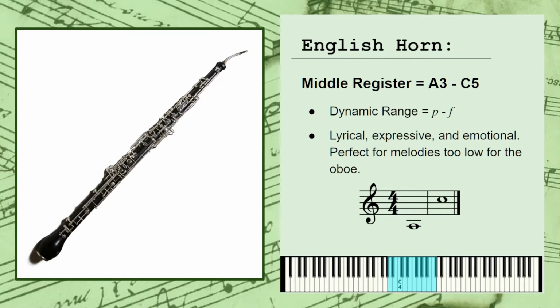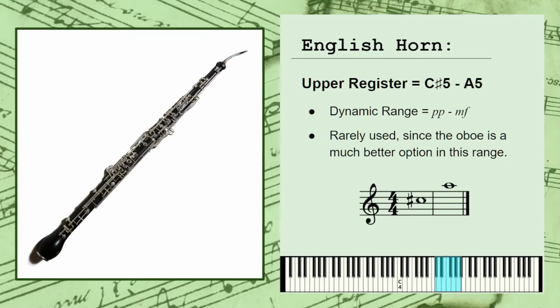Finally, the upper register spans the remainder of the instrument's range and becomes increasingly thin, shrill, and pinched in quality. This register is almost never used, since the same notes will sound much better performed as part of the oboe's middle register.